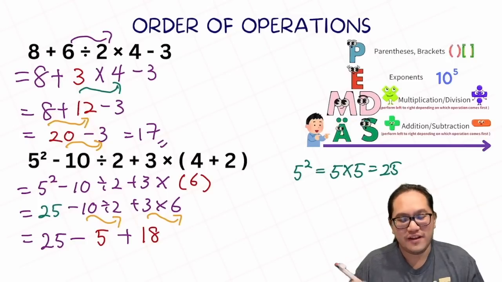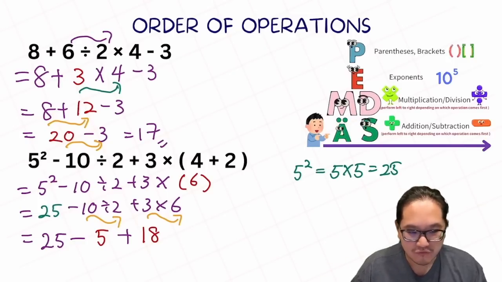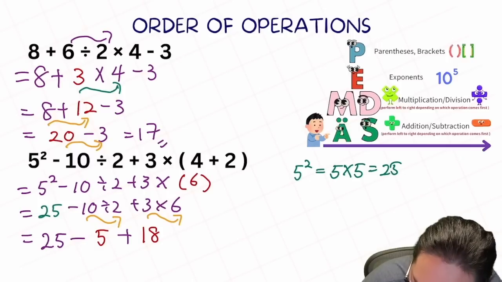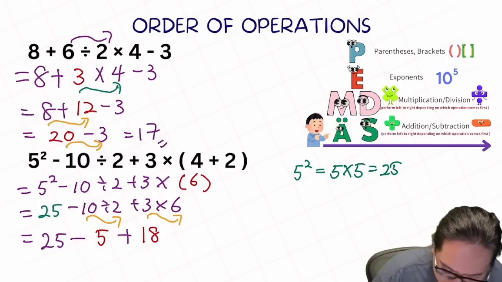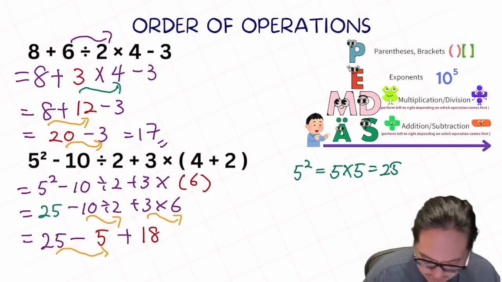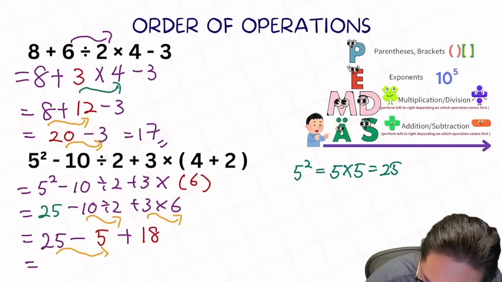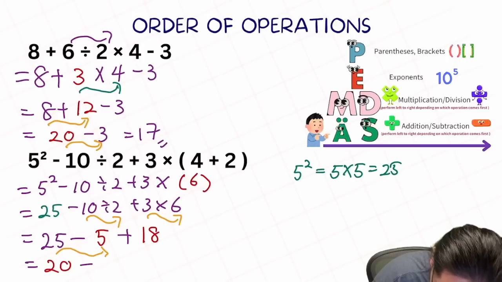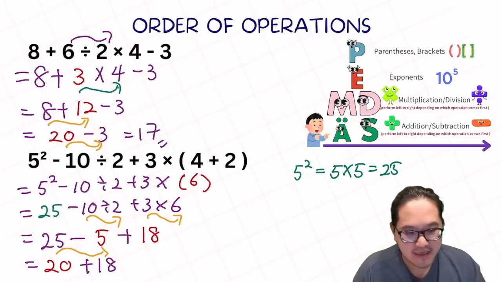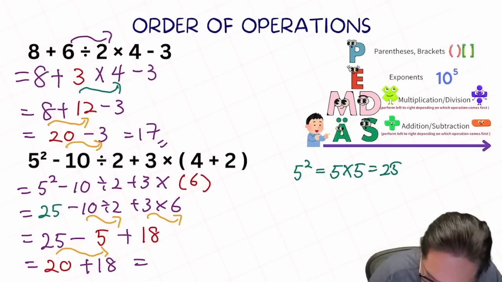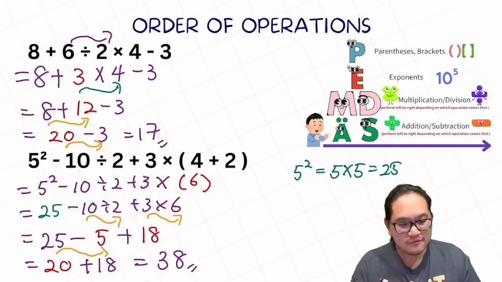So now, do we have any multiplication and division left? We don't, right? So what's the next step? We do the addition and subtraction from left to right. So what is that first? It will be 25 minus 5 is equal to 20 plus, we drag the plus 18 down, and finally 20 plus 18 equals 38. And that will be it.